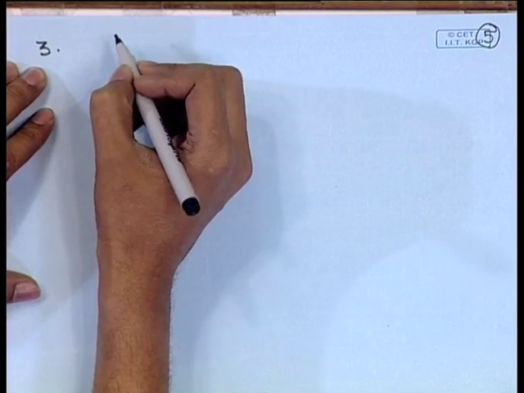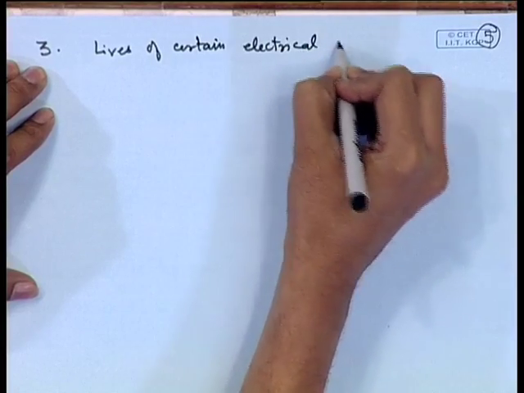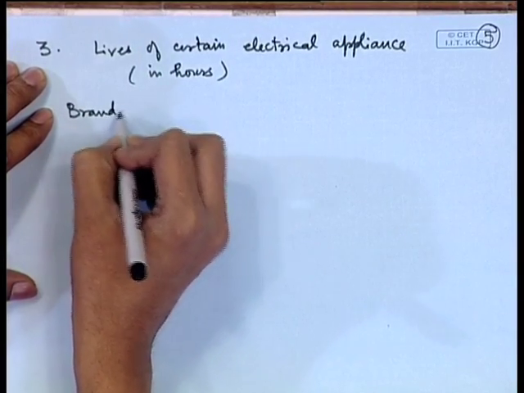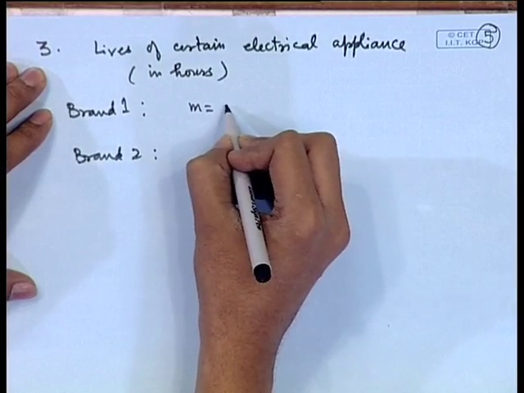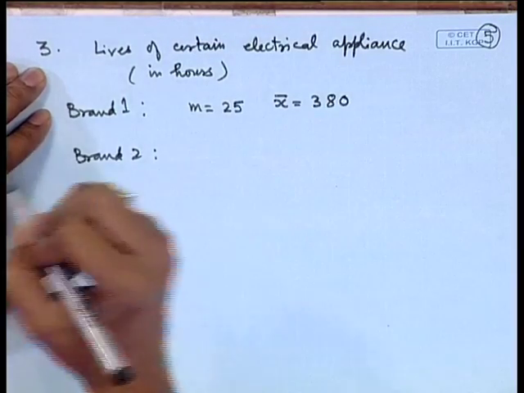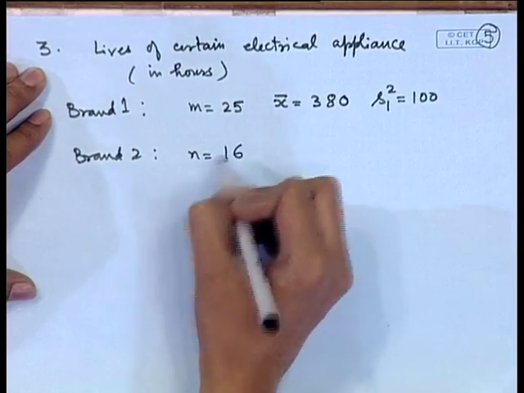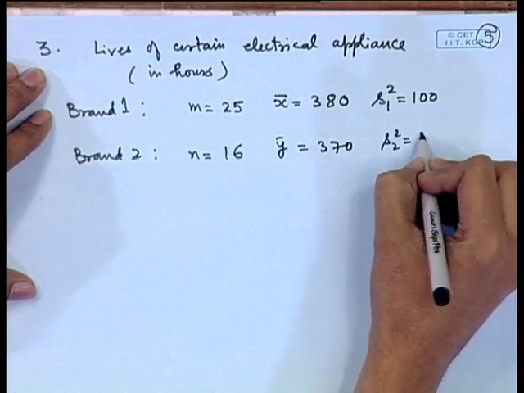Let us consider, say, lives of certain electrical appliances, in hours. So, we have two brands of appliances, we want to compare the average lives here. For the first brand, 25 units were selected at random and put on the test, and their average life was observed to be 380 hours with a sample variance of 100. For the second sample, 16 units were selected and their average was observed to be 370 hours, and the variance turns out to be 400. Maybe the second has a smaller mean, a smaller average life, but the variability is more.